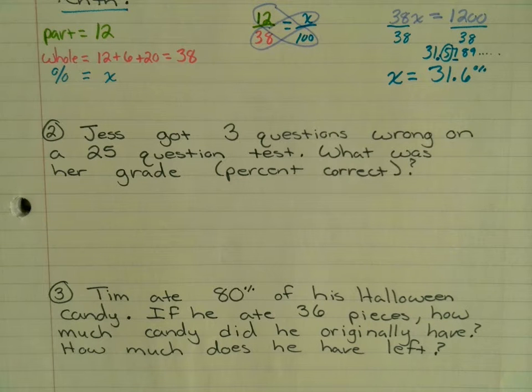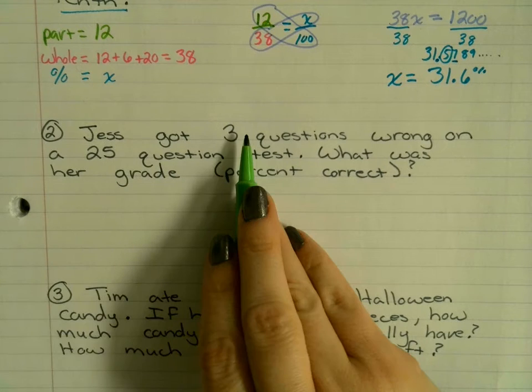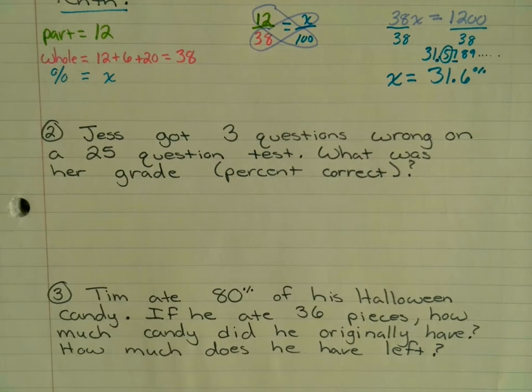Okay, so if we're looking for the percent correct, and I know how many she got wrong, then how many did she get right? She got 3 wrong out of 25 questions. How many did she actually get right? 22. Okay, she got 22 questions correct. All I have to do is take 25 and subtract 3, and that's how many questions correct she got.